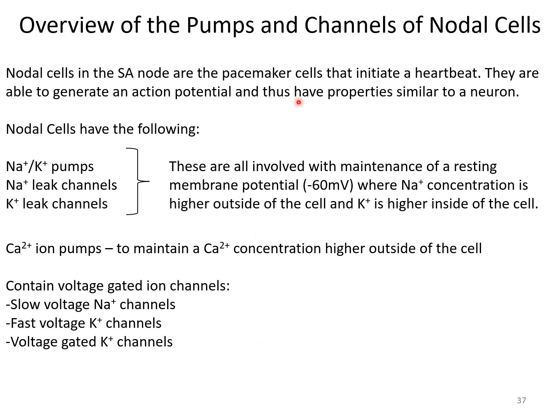So the nodal cells and the SA node, again, these are the pacemaker cells that initiate the heartbeat. They're able to generate the action potential, so they have properties that are very similar to a neuron. So nodal cells have the following: sodium-potassium pumps, sodium leak channels, and potassium leak channels. Sodium-potassium pumps are constantly pumping sodium out of the cell and potassium into the cell. So why doesn't sodium just build up outside and potassium just build up inside? That's because we have leak channels. Leak channels allow those ions to move back the opposite direction due to a natural flow. So sodium leak channels allow sodium to kind of leak back into the cell. Potassium leak channels allow potassium to kind of leak back out of the cell.